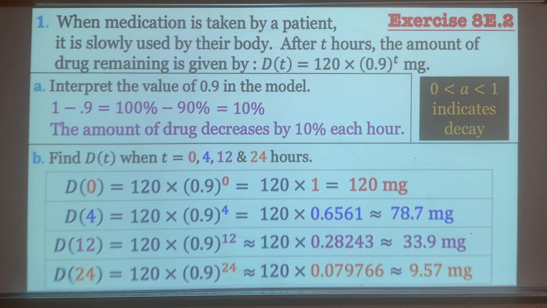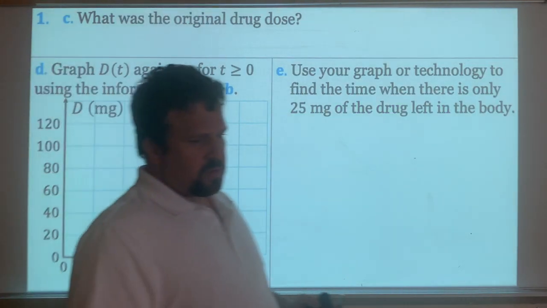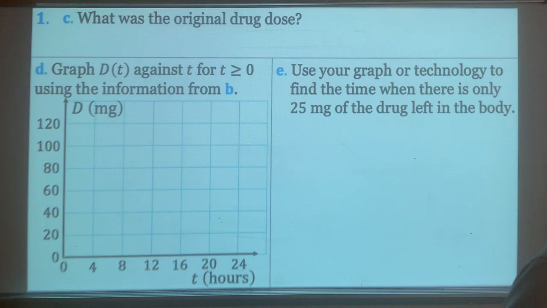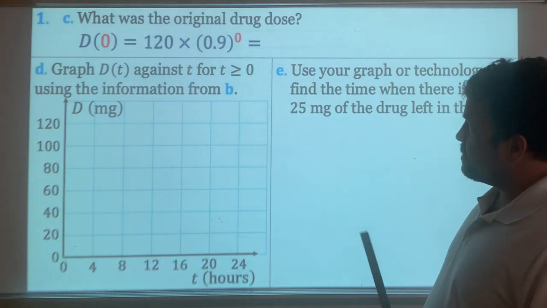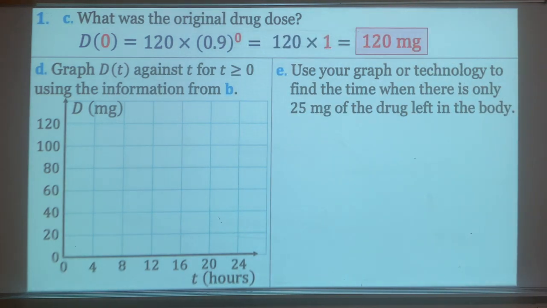All right, let's go to the next one. What was the original drug dose? The original drug dose is when time was zero, right? That was D of zero, which was 120 times one, which was 120 milligrams. Pretty simple.